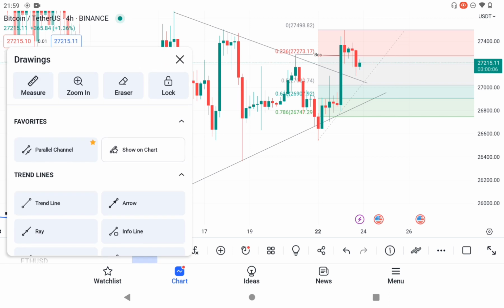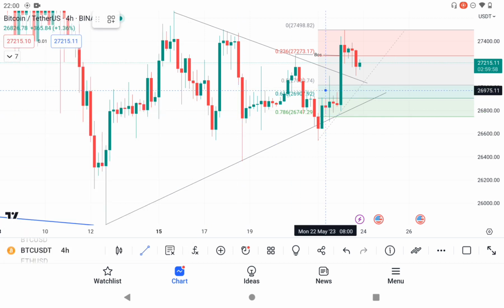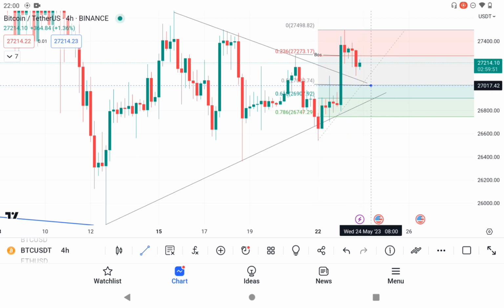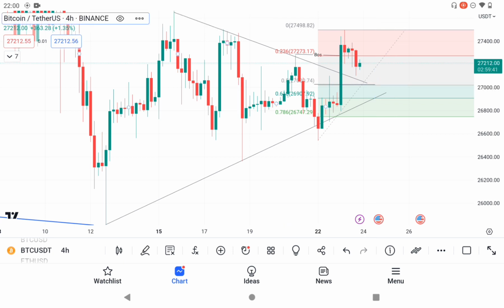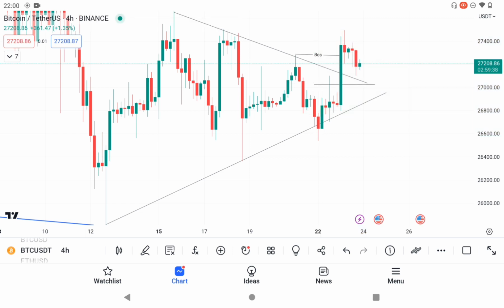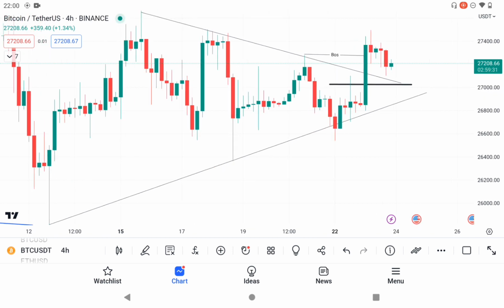Let me just draw a line right there so that we can map that out as a zone. Yeah, as a zone. So we can see we have this. So I'm going to take out my retracement tool. So when price comes here, let's make this thicker. So invariably we're expecting price to come down.